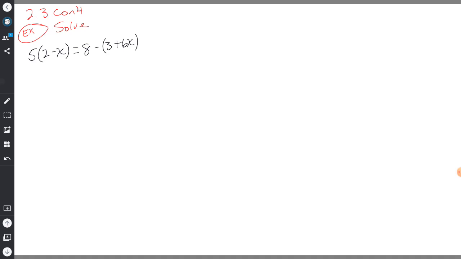Right, so go ahead and try this one out. We have 5 times 2 minus x inside of parentheses is equal to 8 minus 3 plus 6x. And we want to solve it for x. Go ahead and try that one out.